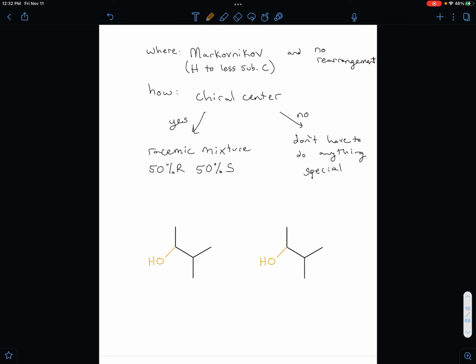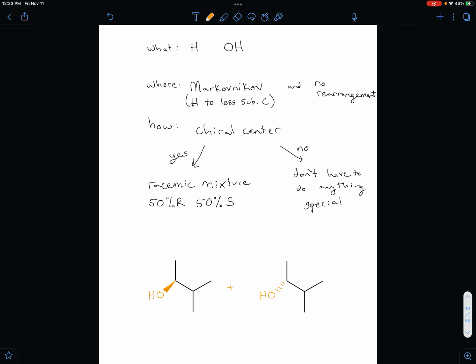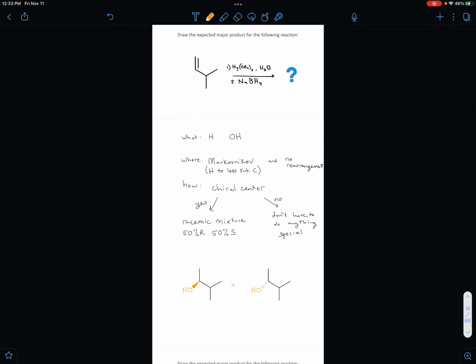And to draw the two enantiomers, in one of them you'll have a bond coming out at you to the OH, and in the other you'll have the bond to the OH going away. And so one of these is R, one of these is S. You don't have to label which is which, but you do have to draw the two enantiomers. And so those would be the two products you would get in the case of this reaction.